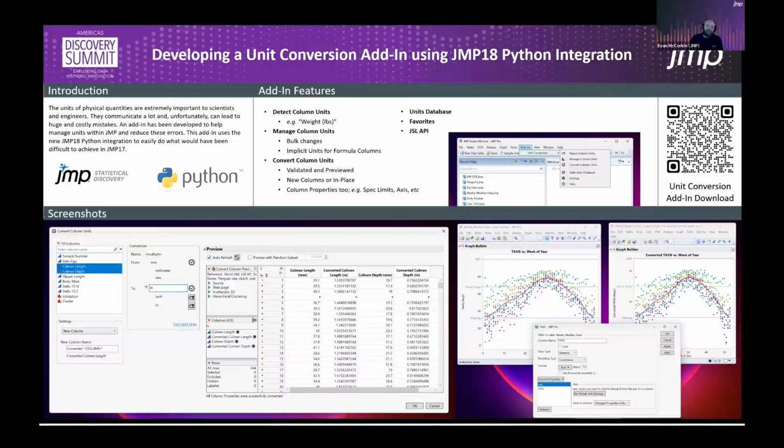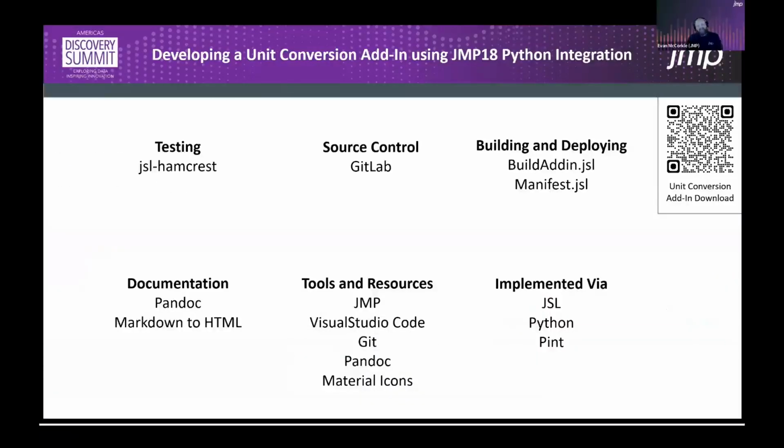So that's all I'm going to talk about for the features of the add-in. Now I'm going to talk about how the add-in was developed. For source control for the add-in, I used Git and an internal GitLab instance. For building and deploying the add-in, I used a custom solution of a build add-in JSL file and a manifest JSL file, which I'll go into more detail in a minute.